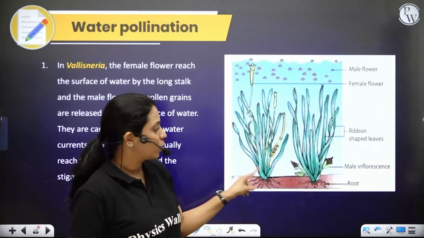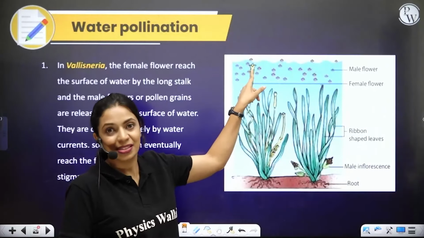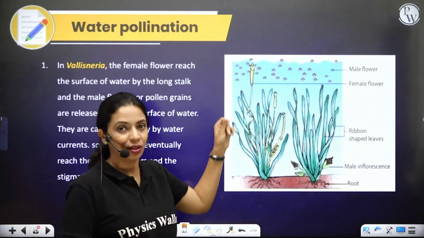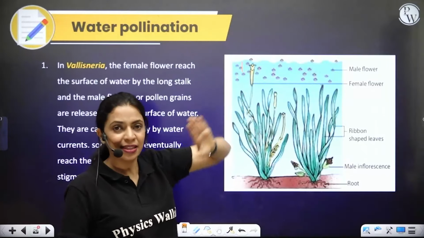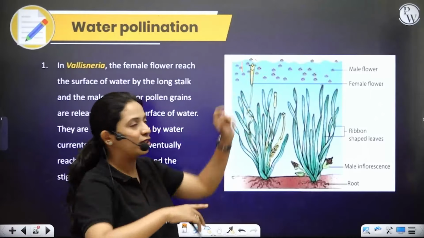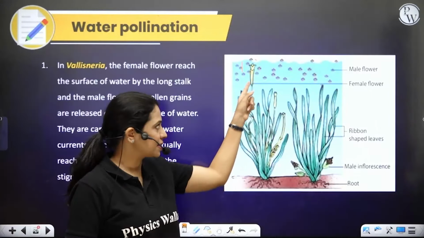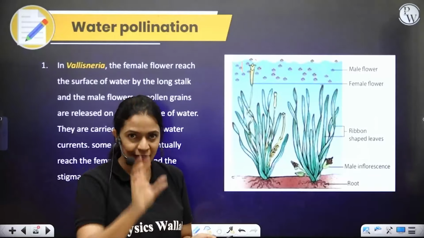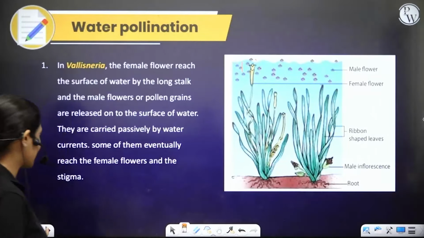The female plant will produce the female flowers, which will have a kind of coiled pedicel. So once the female flower is mature, it will uncoil and reach the surface of water. On the surface of water, the male flowers are floating. They will release the pollen grains and pollination will take place. After pollination has taken place, these female flowers will coil back and come inside the water. Okay, so this is how pollination takes place in Vallisneria.